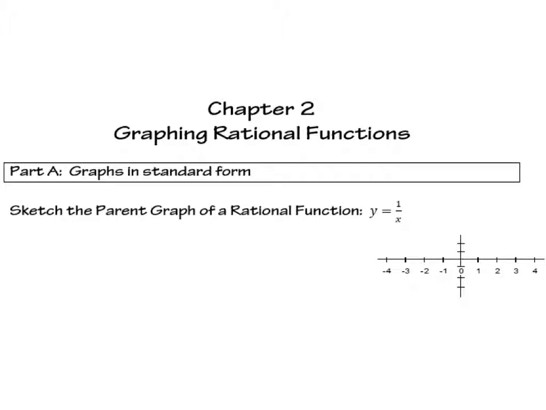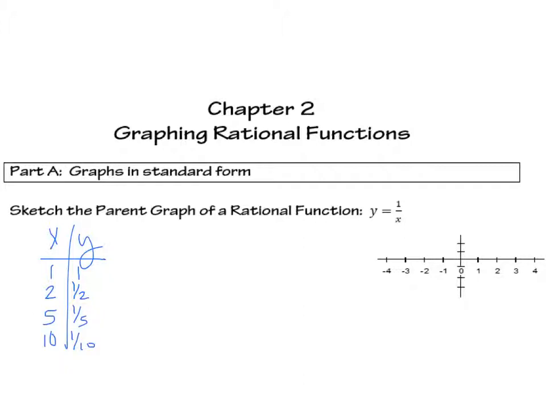All right, so to start off, if I wanted to graph this parent graph, we always start with a table. So let's create a table here. If I plug in a 1 for x, I would just get 1 over 1, which is 1. If I plug in a 2, I'd have 1/2. If I plug in a 5, I'd have 1/5, or a 10, it's 1/10.